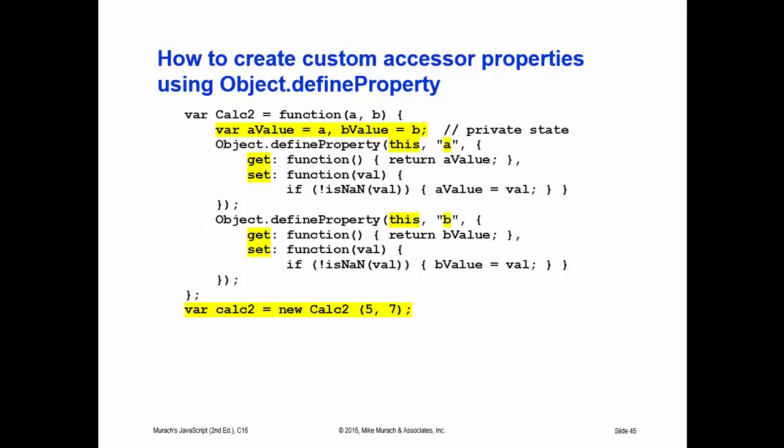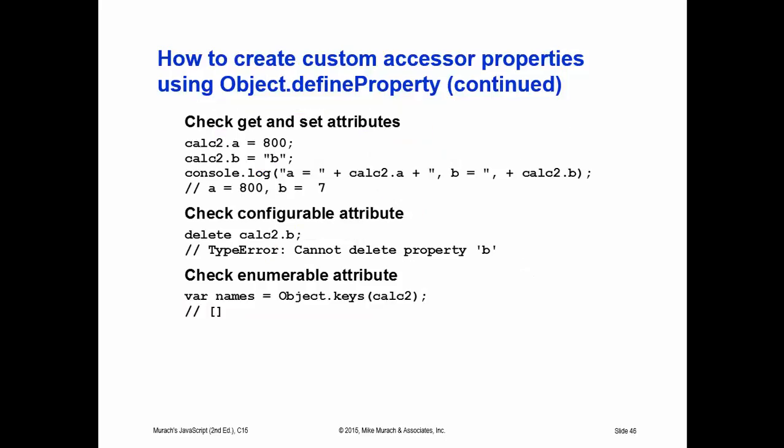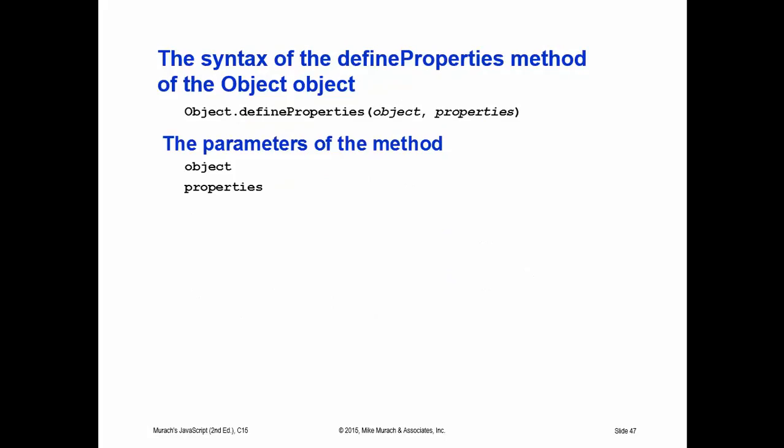For the Object.defineProperties method, it lets you create or modify several properties at once. The create method of the Object lets you create one or more properties at the time you create the object. Here's the syntax of the defineProperties method, and the parameters are object, which is the object on which the properties will be created or modified, and properties, which are an object that contains one or more descriptor properties.